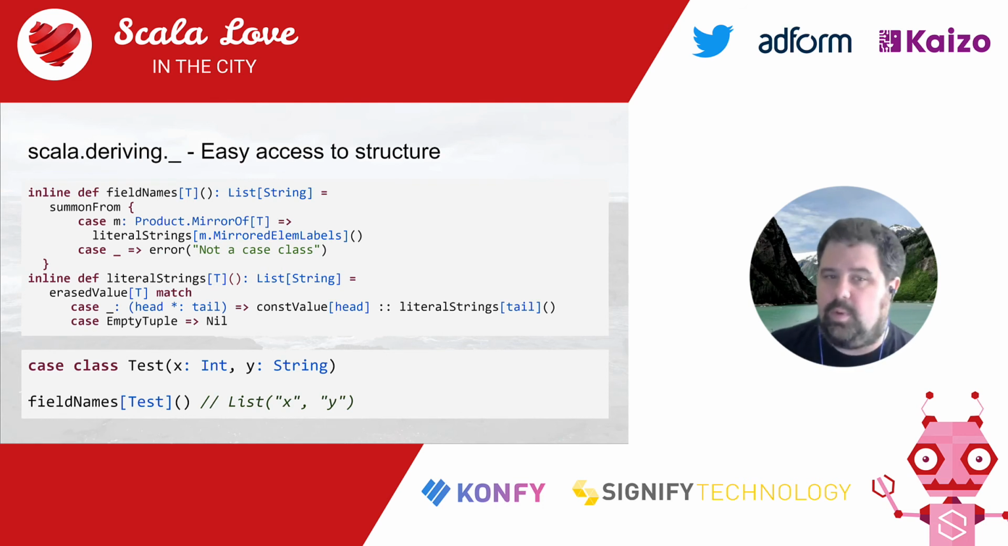So here's an example where I want to grab all of the field names at runtime for a particular class of type T. So I want to return a list of strings for type T. I'm going to summon this thing called a Product.MirrorOf. Some of the names of these are a little funky, and I recommend looking at the documentation if you want more information about what this means. Product equals case class. Sum equals enum or sealed trait. That's all you need to know for now.